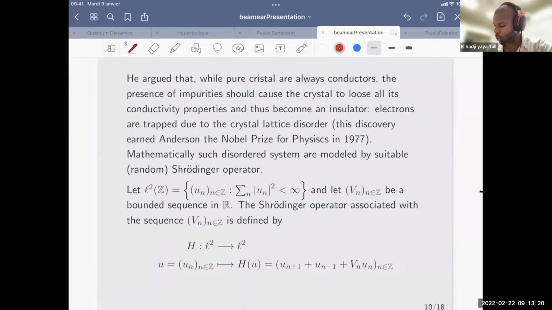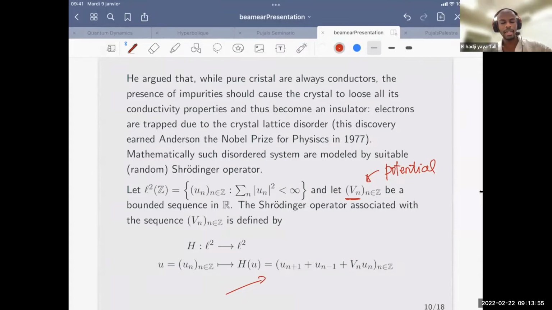So you start with L2, which is a space of sequences that are square summable, and give me a bounded sequence in R, and you look at the associated Schrödinger equation, that operator that is given by this form. And Vn is called the potential. The reason being is that in the physical context, Vn is actually the potential energy. So there are different problems. There are many problems depending on how to obtain the Vn.